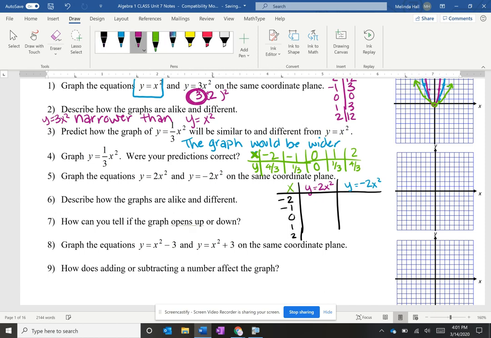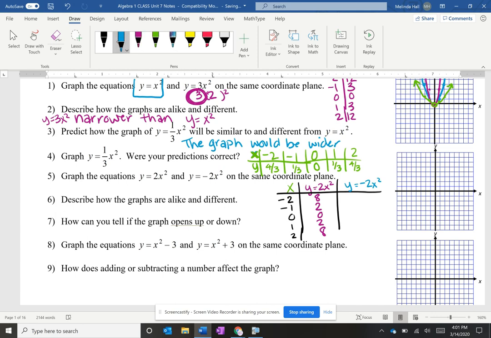So if we plug in negative 2 into the purple 2x squared, negative 2 squared would be positive 4, times 2 would give us positive 8. Negative 1 times negative 1 would give us a positive 1, and positive 1 times 2 gives us 2. When we plug in 0, 0 squared is 0, times 2 is still 0. 1 squared is 1, times 2 is 2, and 2 squared is 4, and 4 times 2 is 8. So again, those numbers are just repeating.